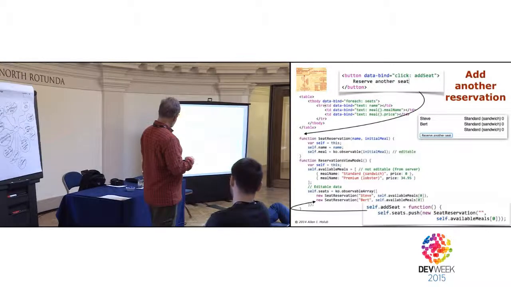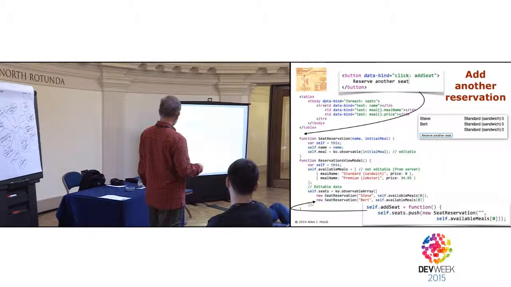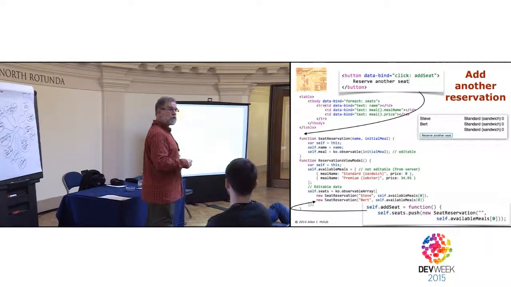So what I'm saying here is now then, I want this button bound to the add seat method. Here's the add seat method, which is a function which is going to push a new element into the array with a value of no name at all, right? That's why there's no name here. And available meal sub 0, which is our standard sandwich. And because all of this is happening with bindings, all of these other bindings that we were talking about will activate as a side effect of changing the array. In other words, this for each binding is going to know that the array has just changed and deal with it.